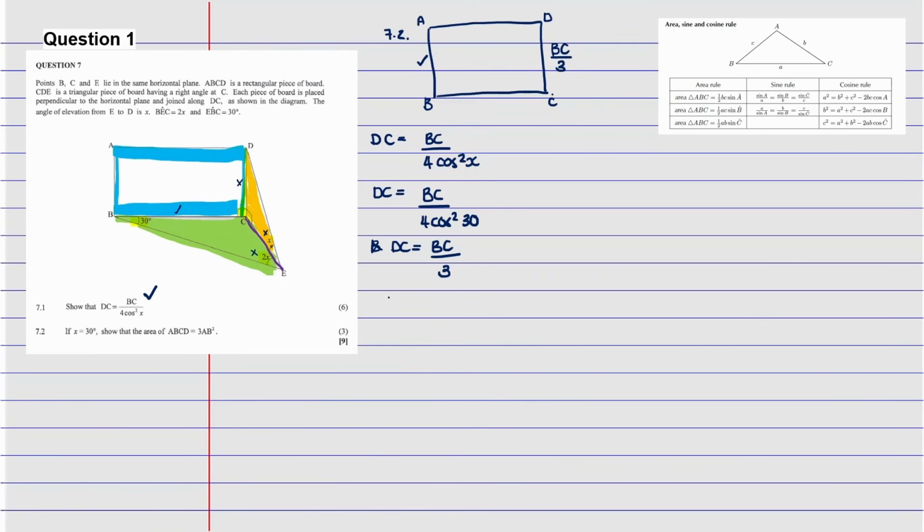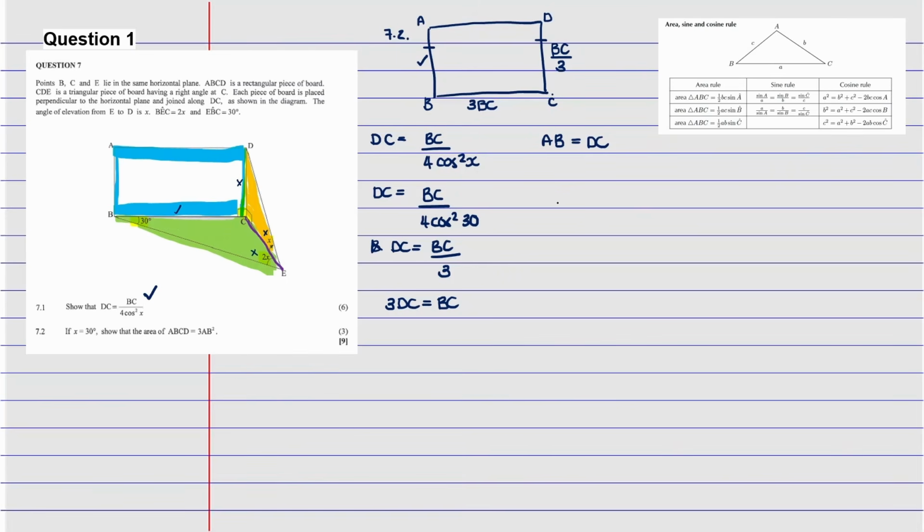So now I can take 3 to the other side. DC is equal to 3BC, right? But what do I know about BC? Do you see the fact that since this is a rectangle, those two sides are equal. So I'm just going to write this: I know the fact that AB is equal to DC, and that's because this is a rectangle, right? Opposite sides are equal.